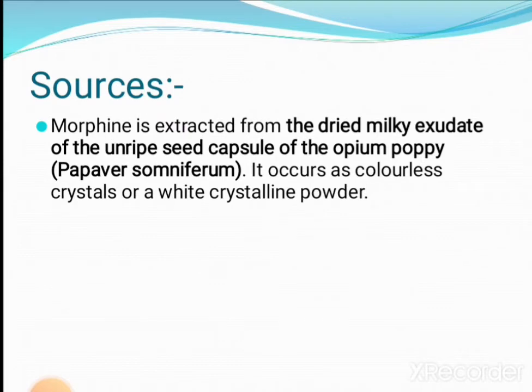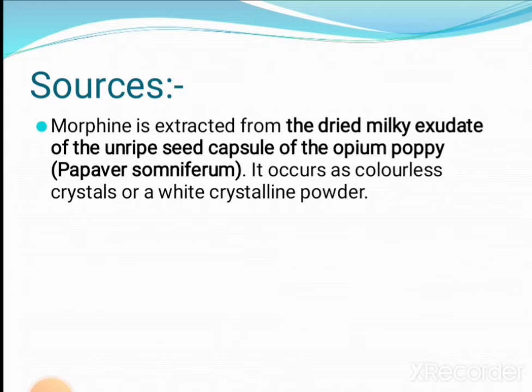And then after introduction we describe its sources. Means morphine is extracted from different points, different environments, and here I describe that we are extracting it from the dried milky exudate of the unripe. Unripe means that are not ripe seed capsule of the opium poppy. It occurs as colorless, means it has no color. Crystals are a white crystalline powder. It means that it has no color. If it occurs in crystalline form, it is a white powder.